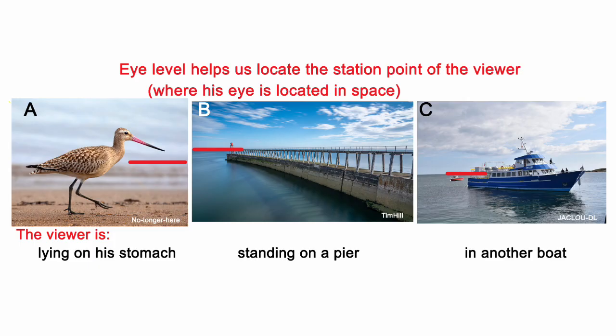In this first image, we see a faint horizon here, so we know the viewer is lying on his stomach taking this picture. If he were standing, this bird would have to be huge. In this picture, eye level hits the end of the pier, so the viewer is probably also on a pier or land as high as a pier. And here, eye level hits the boat, so the viewer is probably standing in a nearby boat.